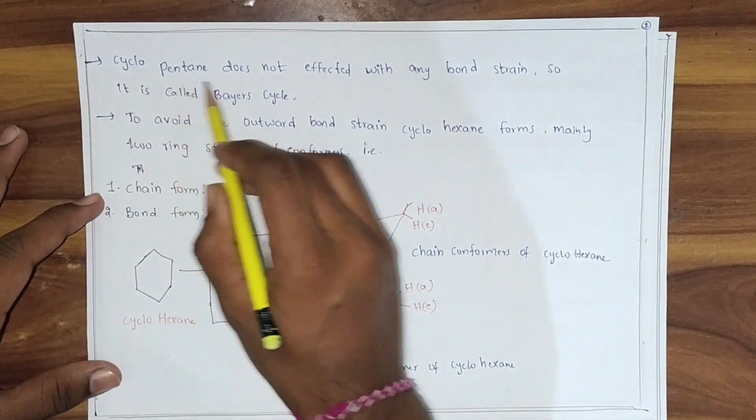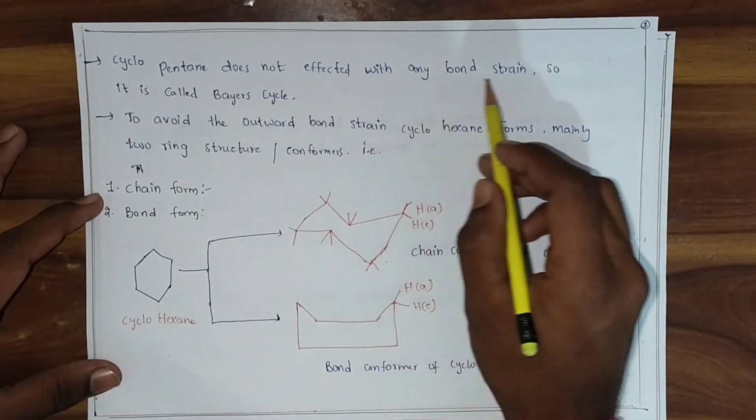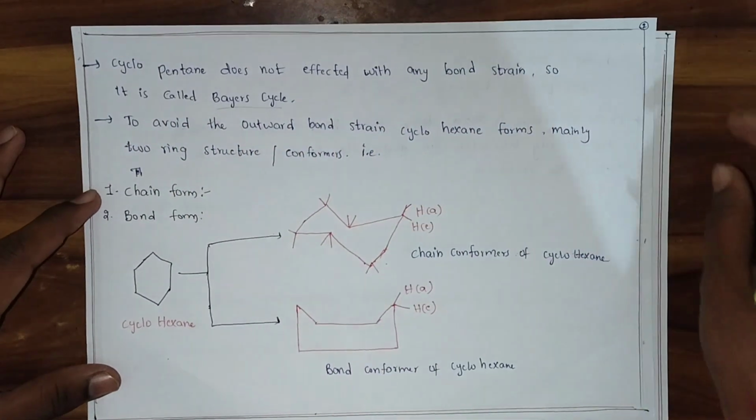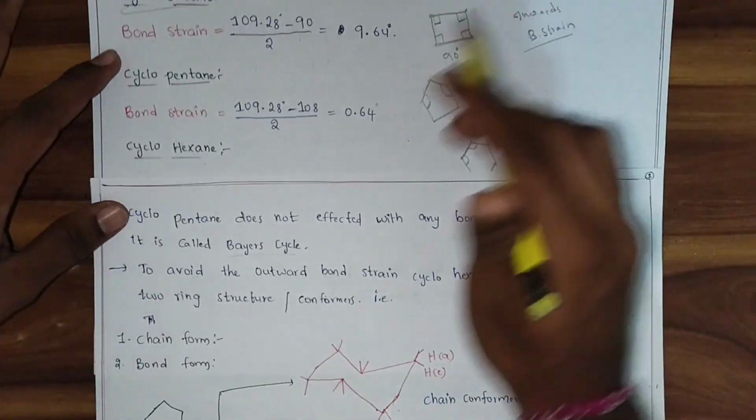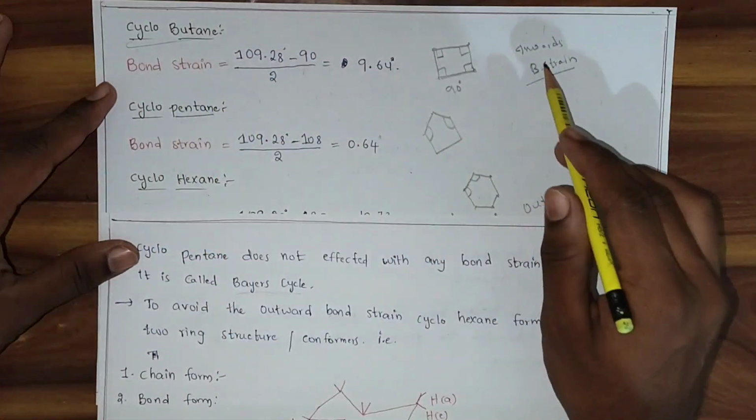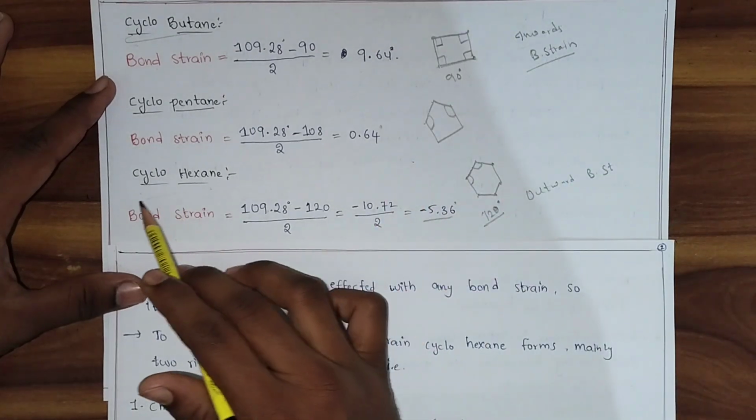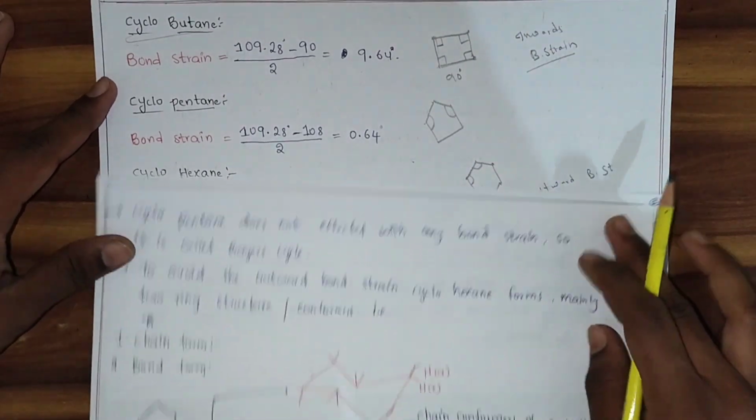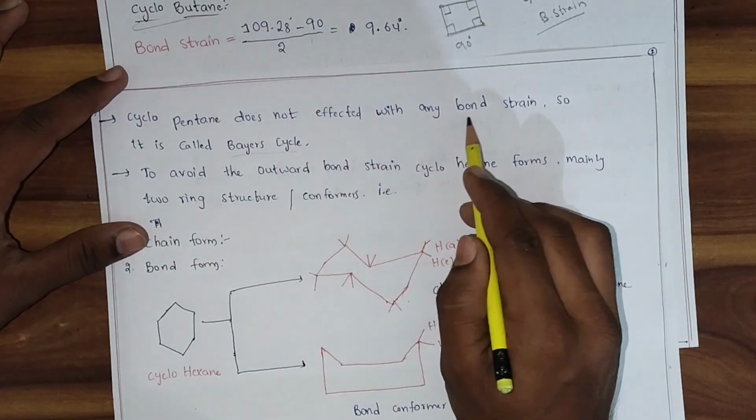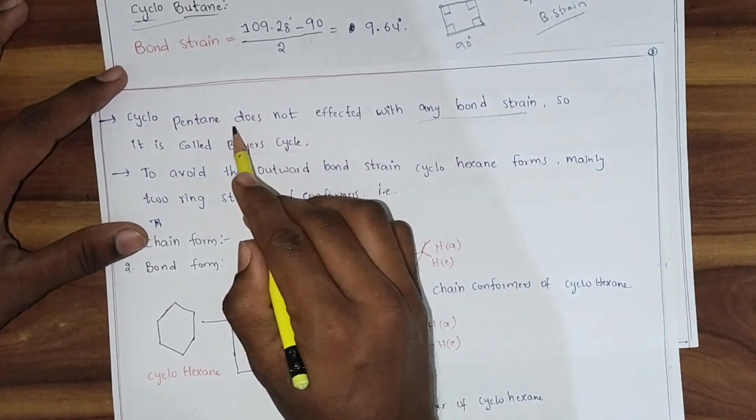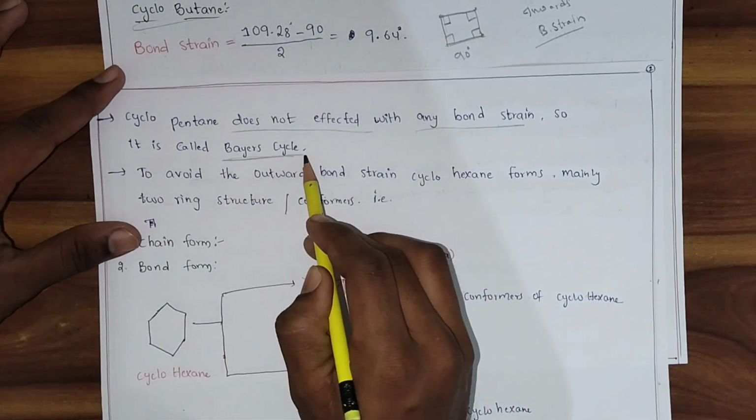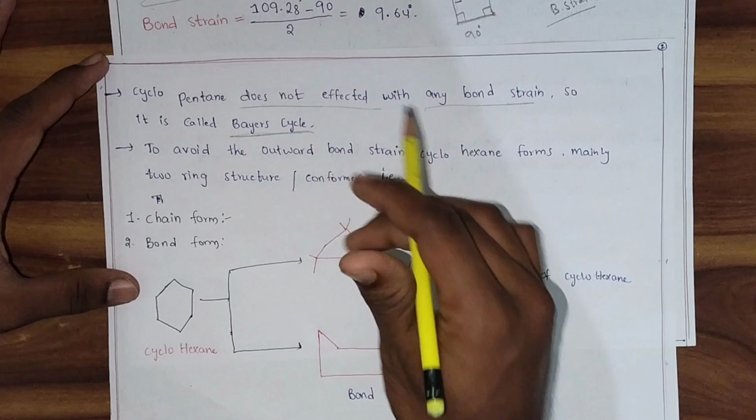Cyclopentane is not affected with any bond strain, so it is called Baeyer's strain-free ring. Here, cyclobutane and cyclopropane have inward bond strain, cyclohexane has outward bond strain, but cyclopentane is not affected with any bond strain. This is an important point to remember.